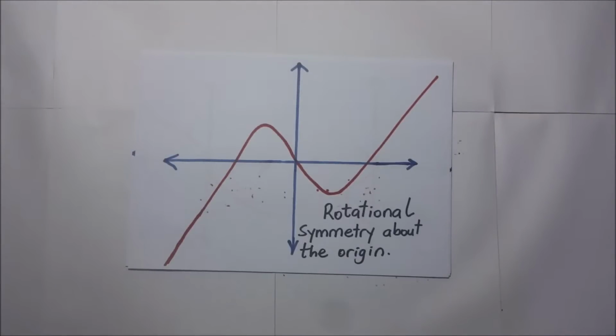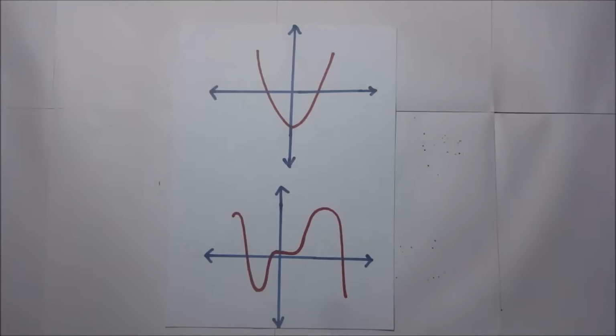So they have a rotational symmetry about the origin. Now take note, there are some functions whereby the conditions that we've been discussing earlier are not met. They do not meet the condition for it to be an odd function, or they do not meet the condition for it to be an even function. Now, of course, if you encounter a scenario where neither of those conditions are met, it means that that function is neither odd nor even.